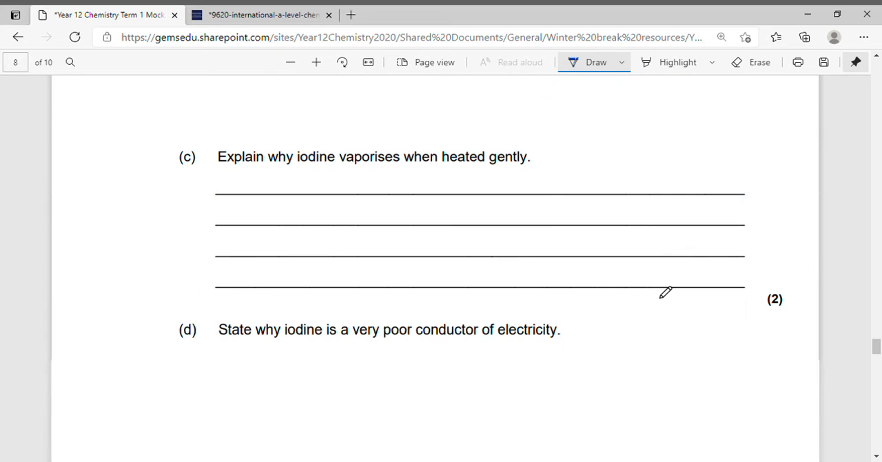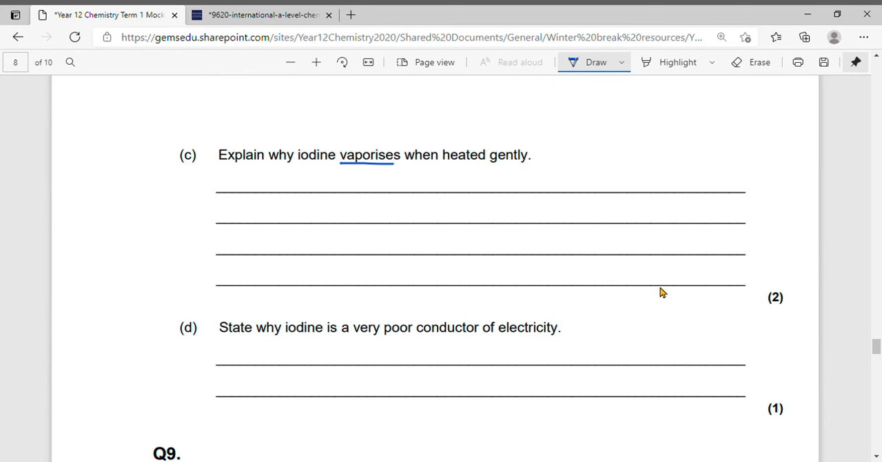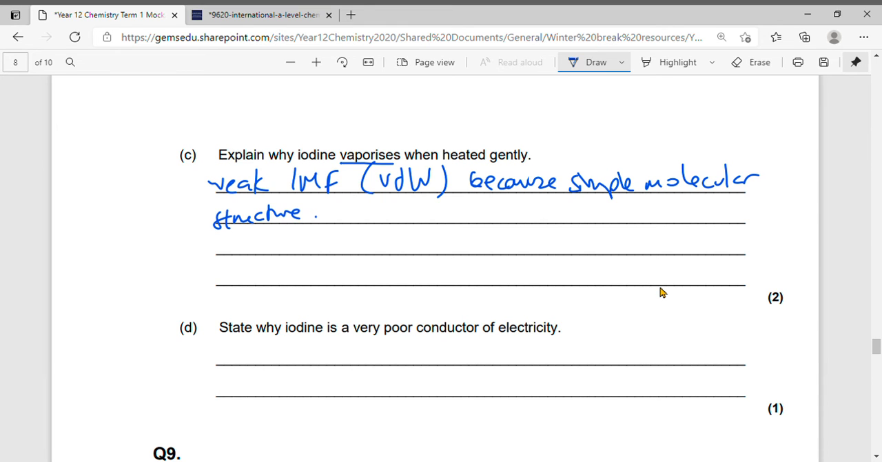Okay, let's carry on. Explain why iodine vaporizes when heated gently. Weak intermolecular forces, van der Waals, because simple molecular structure, small molecule. State why iodine is a very poor conductor of electricity. No charge. No charge. That's clear.